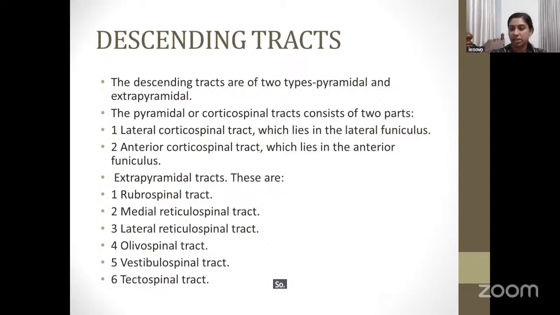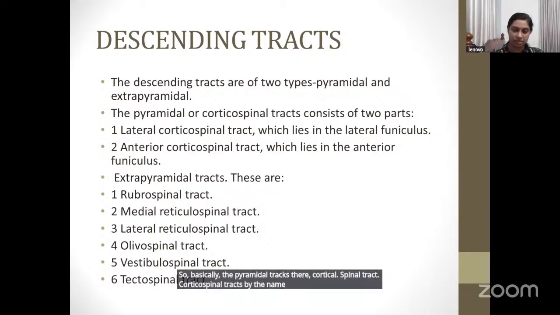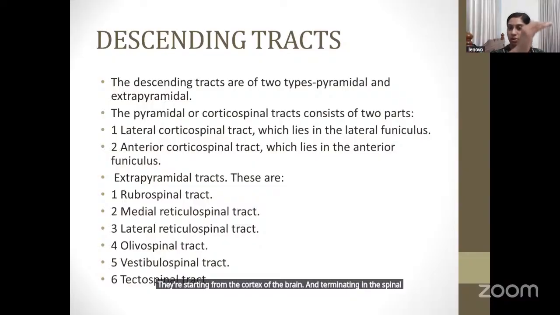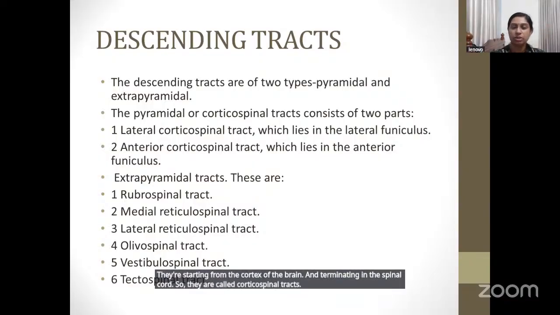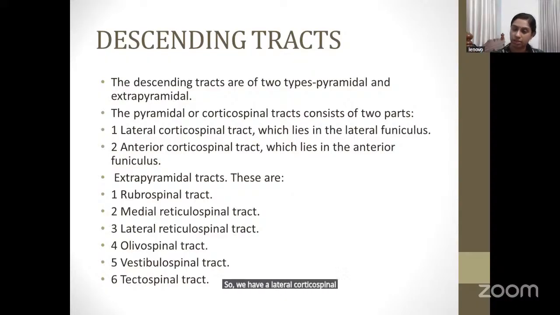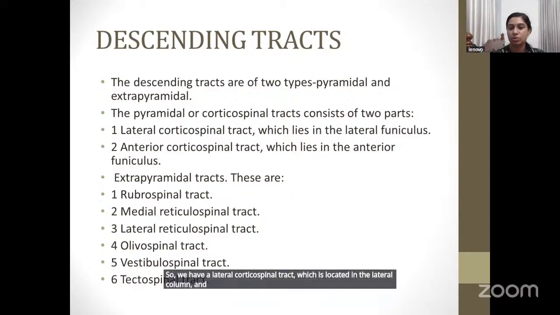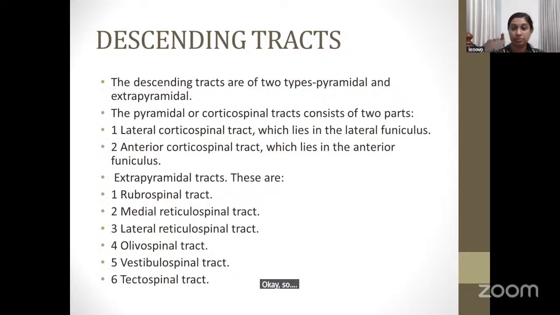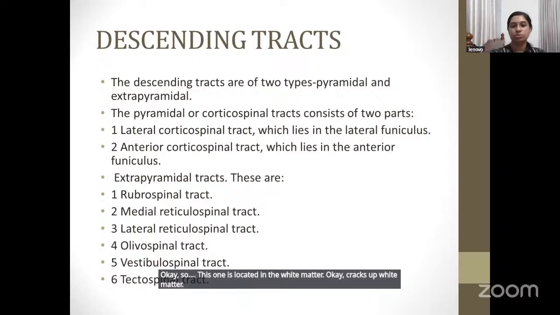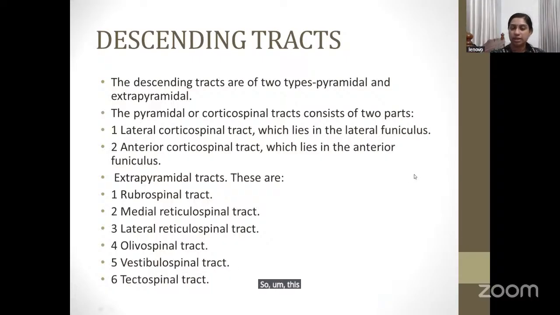Basically the pyramidal tracts are the corticospinal tracts. By the name itself, we can understand that they start from the cortex of the brain and terminate in the spinal cord. So they are called corticospinal tracts. We have a lateral corticospinal tract, which is located in the lateral column, and an anterior corticospinal tract, which lies in the anterior funiculus or the anterior column. These are located in the white matter. Tracts are white matter. So these are called pyramidal tracts.